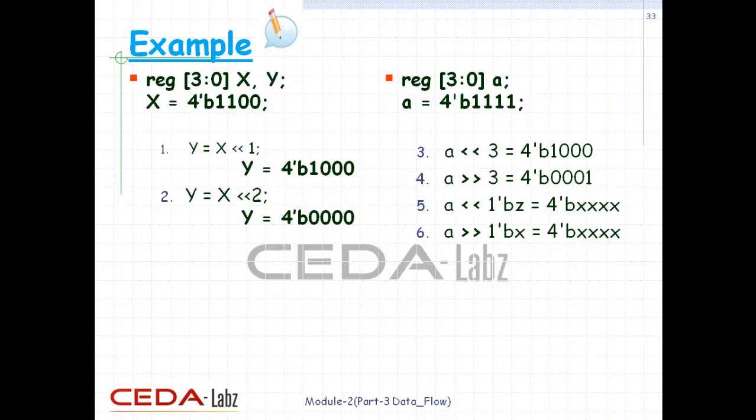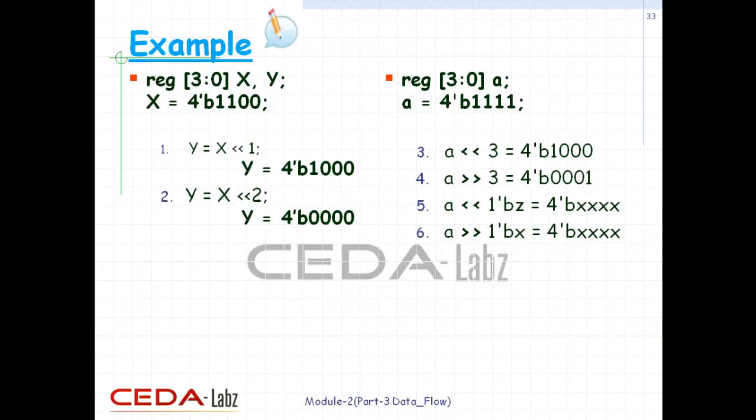Here, in first example, y is evaluated when x is shifted to left by 1 bit. So, third bit value will be shifted to fourth bit, second bit value will be shifted to third bit, and first bit value will be shifted to second bit, and lastly, vacant position of LSB is filled by 0. Hence, result is 1, 0, 0, 0.